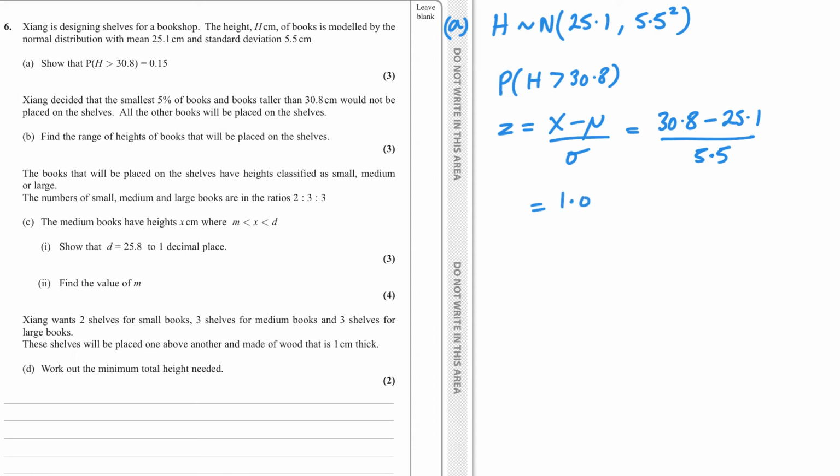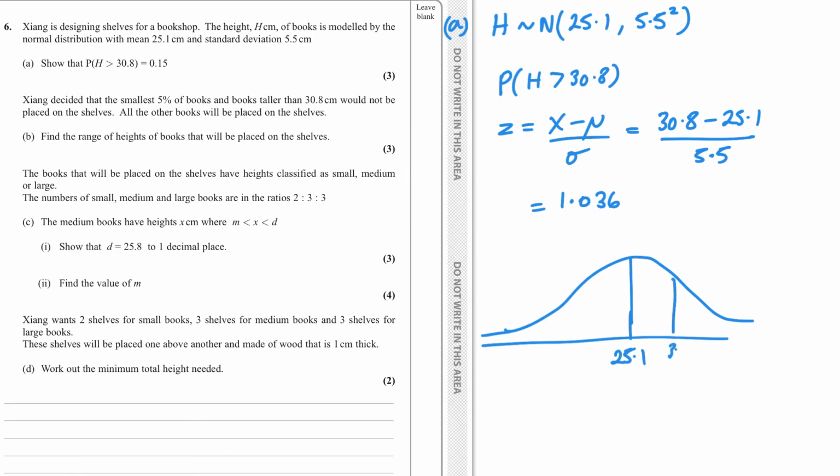And that is 1.036. Now, actually, I did skip a step because I do like to look at the graph. So just a really rough idea of the graph. The mean initially is 25.1. We want greater than 30.8. So we're looking at that section.